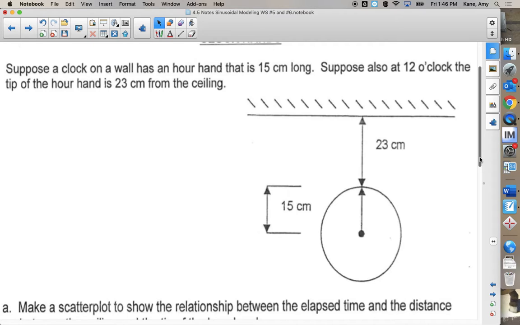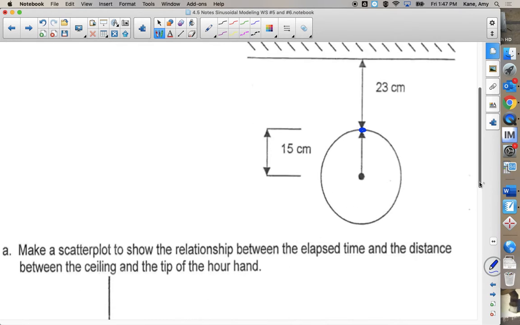Which one's the hour hand? The small one. Well, there's a seconds hand and there's a minutes hand, but not here. It says 12 o'clock, which is the tip of the hour hand, we're at 23 centimeters from the wall, which mine is more. Mine's probably like 2.5 feet, but 23 centimeters.